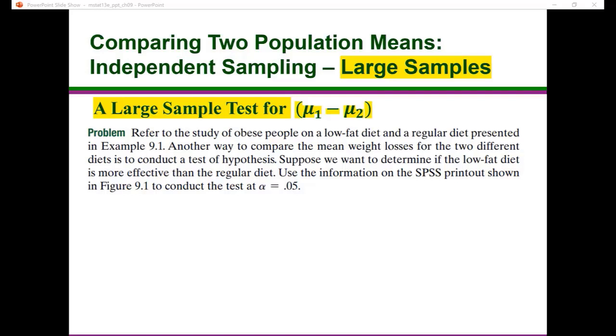We already did this problem in the previous video using critical values, the classical approach. In this video, we are going to do the same problem, but using the p-value approach. This study is about obese people on a low-fat diet and regular diet. We want to compare the weight losses for the two different diets. We want to test the hypothesis that the low-fat diet is more effective than the regular diet.